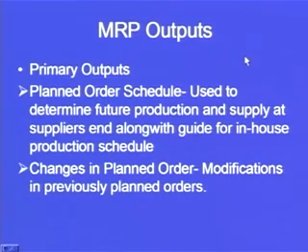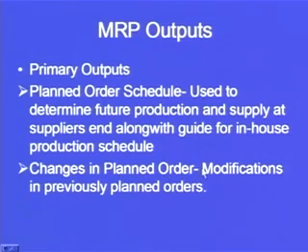Now, MRP outputs: we have seen two types of outputs, primary outputs and secondary outputs. The primary output is the planned order schedule. This is used to determine future production and supply at suppliers, along with a guide for the in-house production schedule. We will get a complete planned order schedule at the supplier as well as at our in-house production schedule.